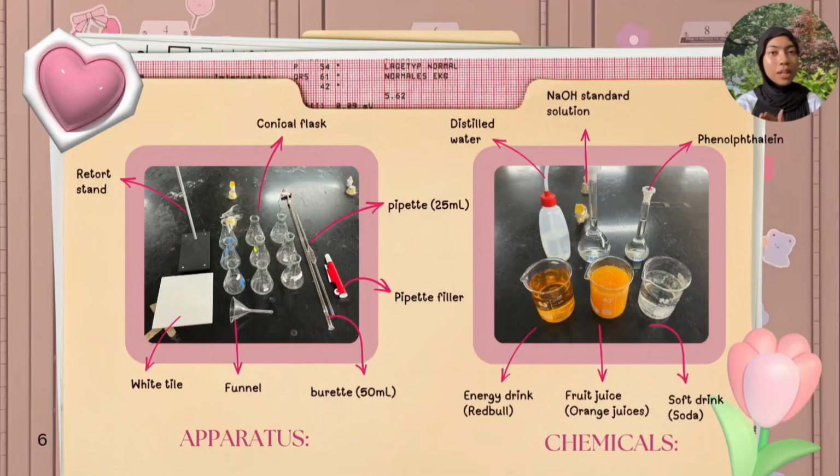Besides that, for the chemicals, we use standard sodium hydroxide NaOH solution, distilled water, and phenolphthalein as the indicator. And for the samples, we use Red Bull as our energy drink, orange juice as our fruit juice, and soda for our soft drink.